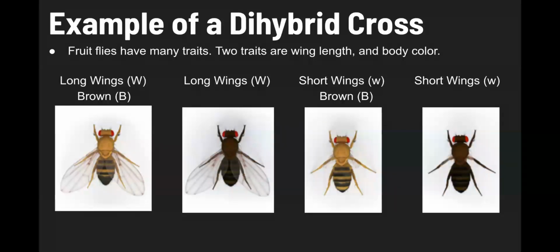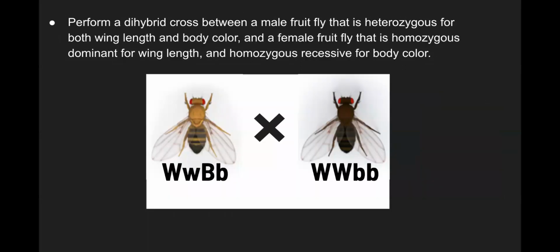The other trait in fruit flies is body color. Fruit flies can be brown, which is dominant, represented with a capital B, or they can be black. Black body color is recessive, and this can be represented with a lowercase b. Okay, so that's just outlining some of the traits in fruit flies that we're going to use in our dihybrid cross. So here's the actual cross part.